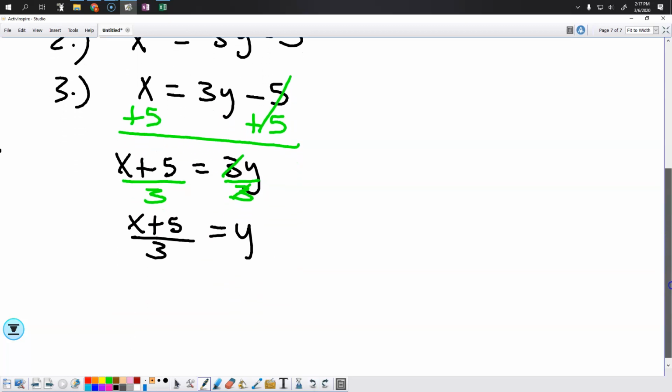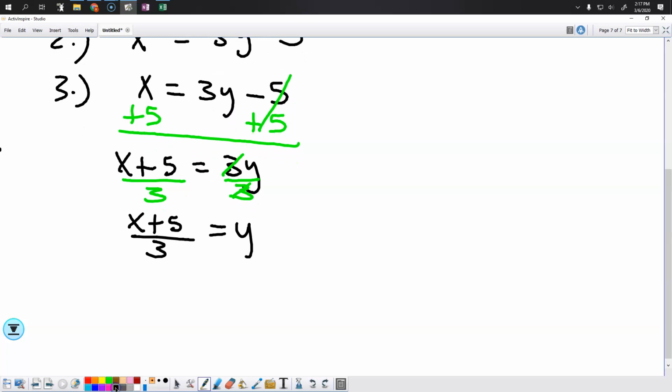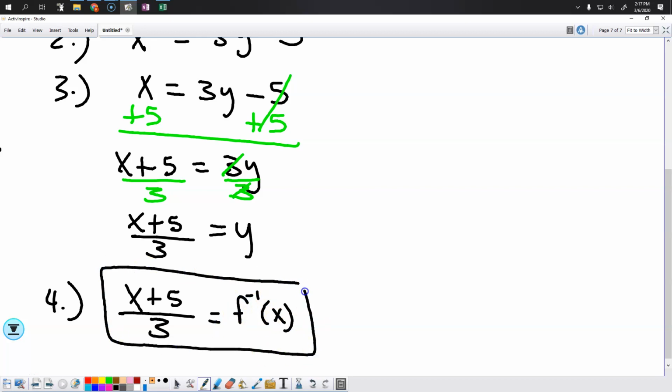Okay, let's do the last step. What's the last step say? Yep. This function is the inverse of the one that we started with. Like, that's it? Yeah. All right, your turn.